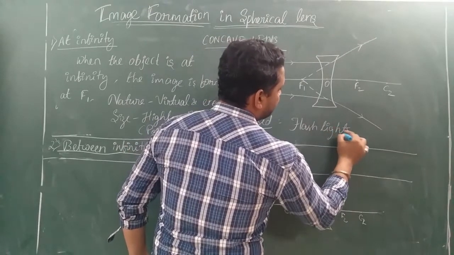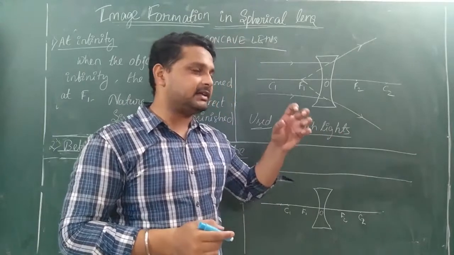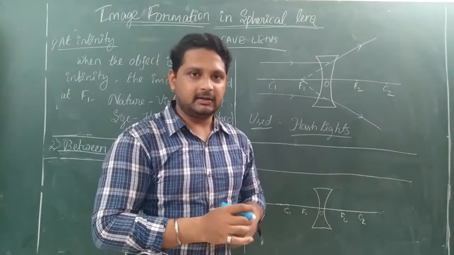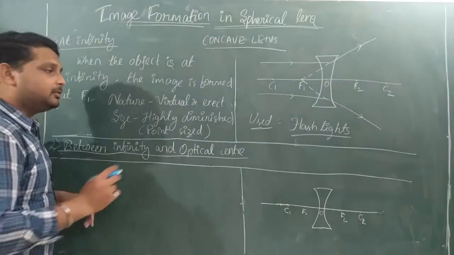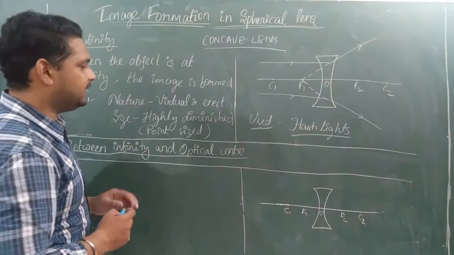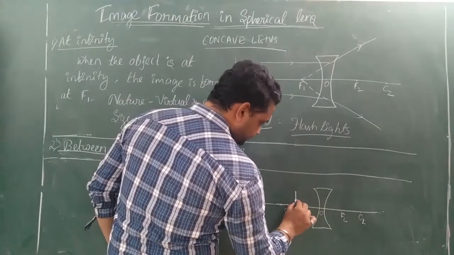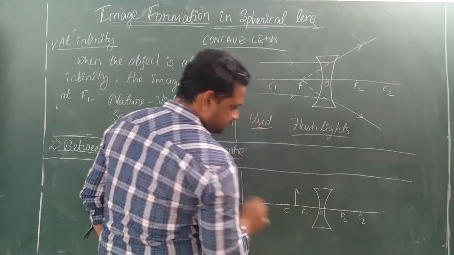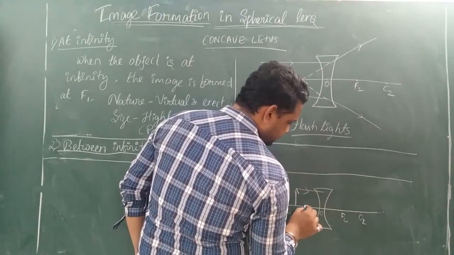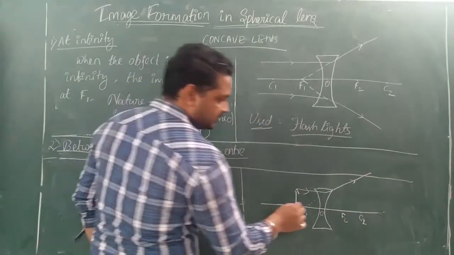As you know, concave lenses are also called diverging lenses. So in a flashlight, the light diverges so that it can cover a bigger area. Okay, understood? Good. Moving to the next one. The object is anywhere between infinity and optical center. We can keep it anywhere. Let's keep it here. This is the object. So you see where the image will be formed. It will move like this, as if it is coming from F1.